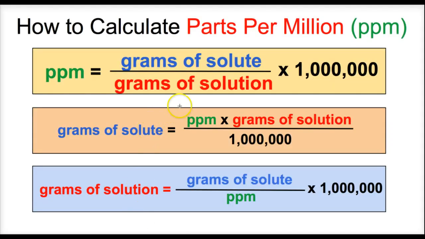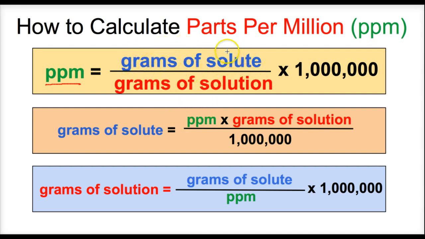Okay, so how do we calculate parts per million? Well, parts per million is going to be equal to your grams of solute that are dissolved in the solution divided by grams of solution times 1,000,000. So here is our first little formula that we can use to find the concentration of a solution in parts per million. But what if we want to know the grams of solute?